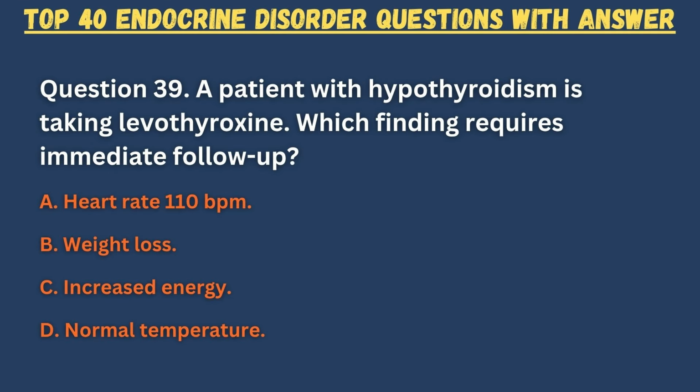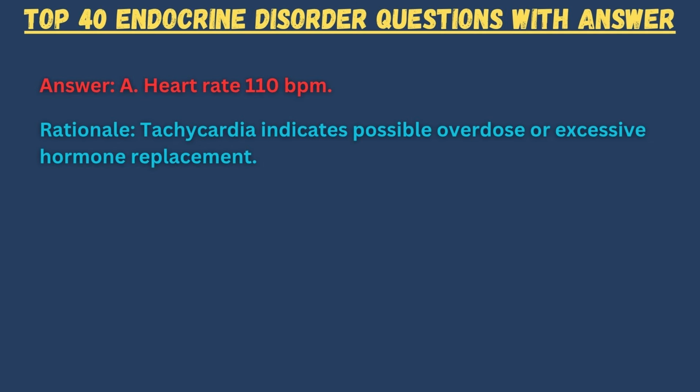Question 39. A patient with hypothyroidism is taking levothyroxine. Which finding requires immediate follow-up? A. Heart rate 110 BPM. B. Weight loss. C. Increased energy. D. Normal temperature. Answer. A. Heart rate 110 BPM. Rationale. Tachycardia indicates possible overdose or excessive hormone replacement.